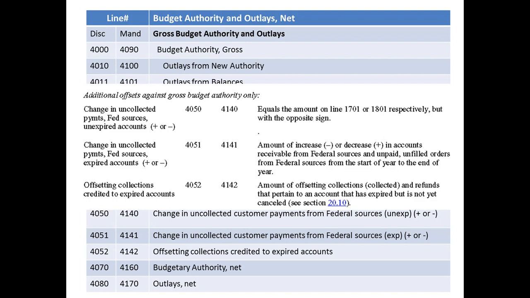Adjustments to receivables in expired accounts would be reflected on lines 4051 and 4141. Offsetting collections credited to expired accounts would appear on lines 4052 and 4142. Because collections on line 4030 or 4120 include all years, in order to properly calculate the current year net budget authority, we have to deduct those collections related to receivables in expired accounts. Let's look at a simple example to see how this works.